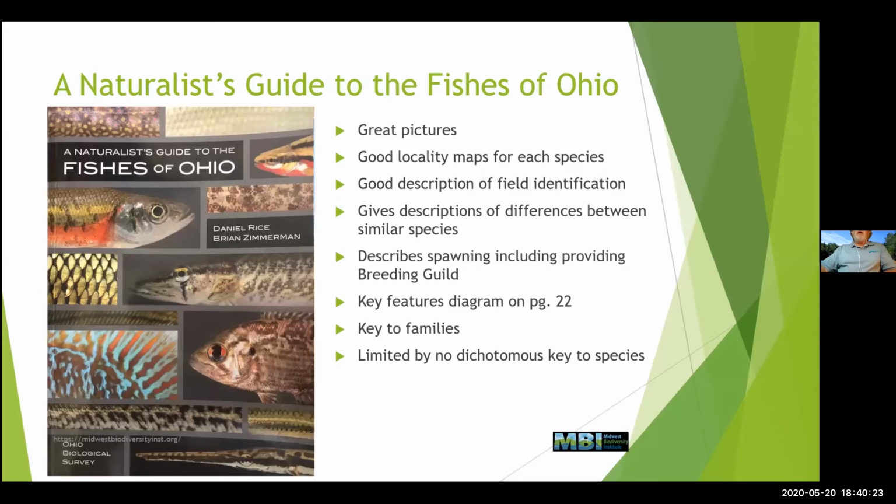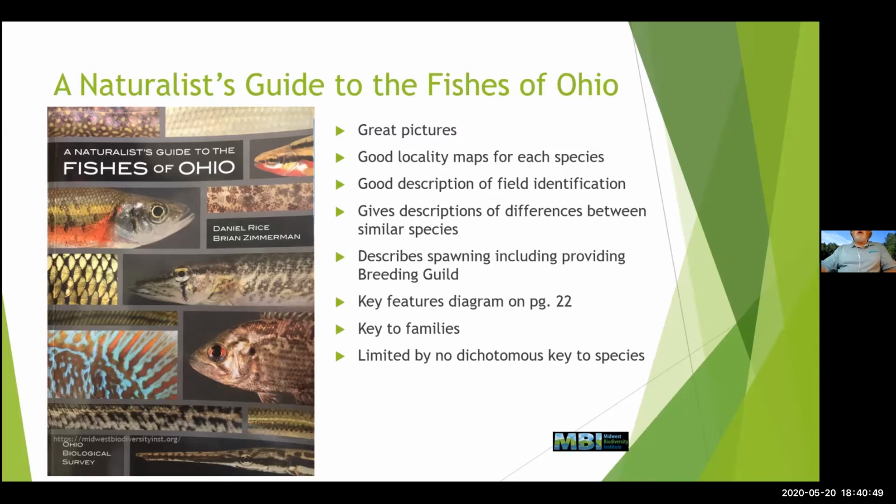So this is generally, I think, the new fish book that people use for Ohio. It's got great pictures. Brian Zimmer did a really good job with his photographs. Good locality maps. They break it up into, I think, 2 different eras, which is really nice. So you can see that, you know, if a fish isn't necessarily there anymore, you can see if it was.